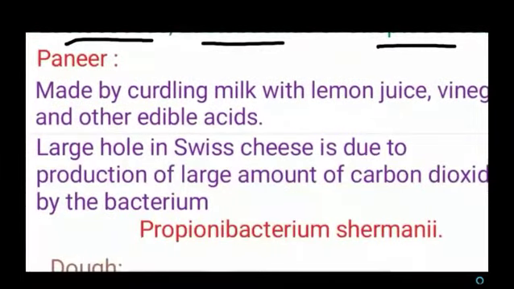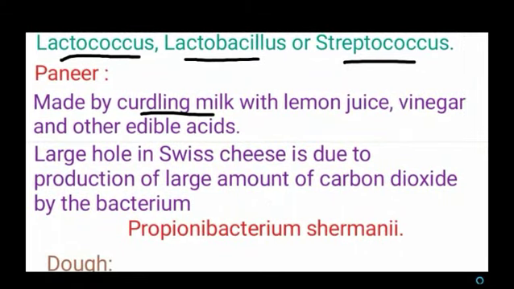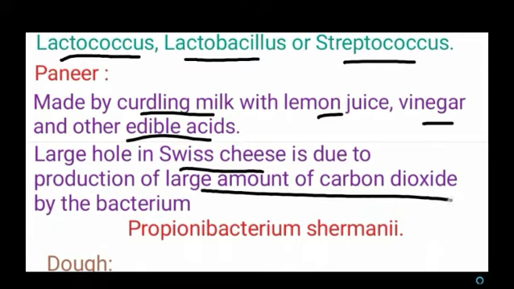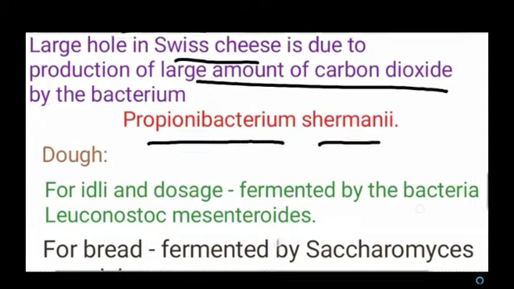Next we are going to see about paneer. Paneer is made by curdling of milk with lemon juice, vinegar or other edible acids. If you see the Swiss cheese, you can see many large holes, which are due to the production of a large amount of carbon dioxide by the bacterium. The bacterium Propionibacterium sharmanii is used in making Swiss cheese from milk. Okay, next, toddy.